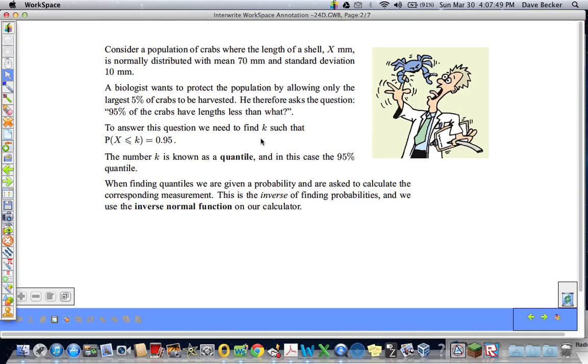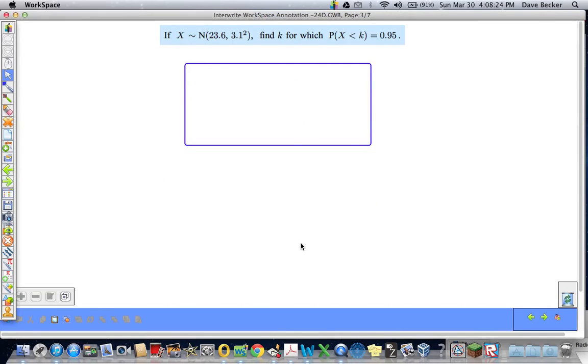So we can figure this out using this nice little equation here. The probability that the random variable x is less than or equal to k is equal to 0.95, okay? So what's happening here is we're given the probability and we're asked to calculate the corresponding measurement. In other words, 95% of the area under the normally distributed curve is covered, and we want to find what value of k corresponds to that. So let's move forward, shall we?